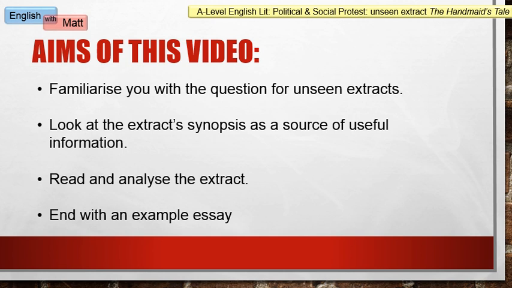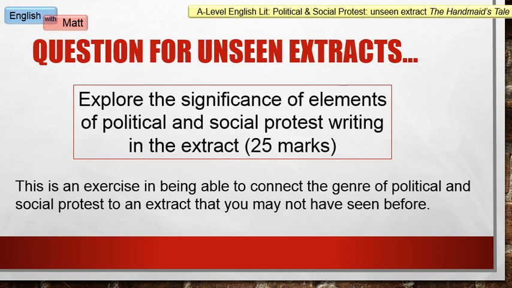So firstly, the question. The question, like I said, is always the same. Explore the significance of elements of political and social protest writing in the extract, 25 marks. And what this task is essentially assessing is your ability to make connections. AO4 is the connections assessment objective, in which students connect the text to something else, mainly the genre.